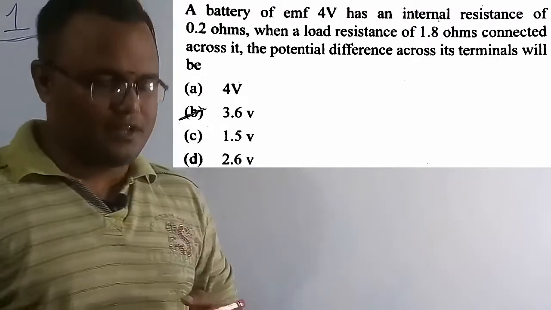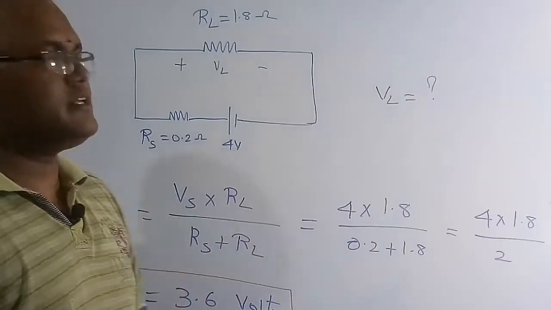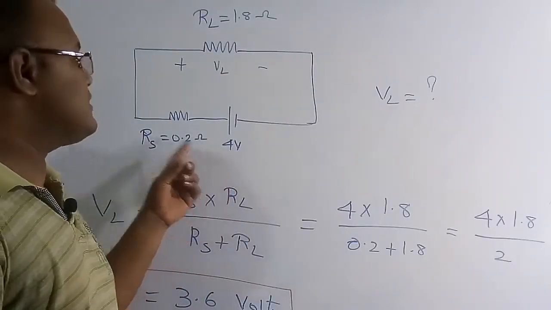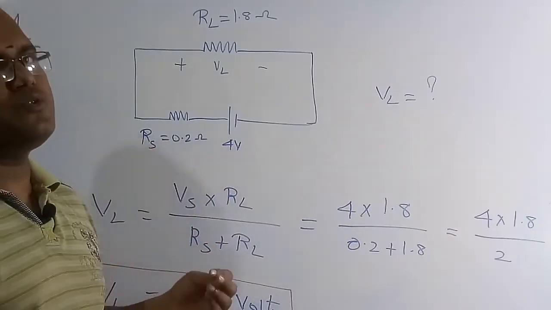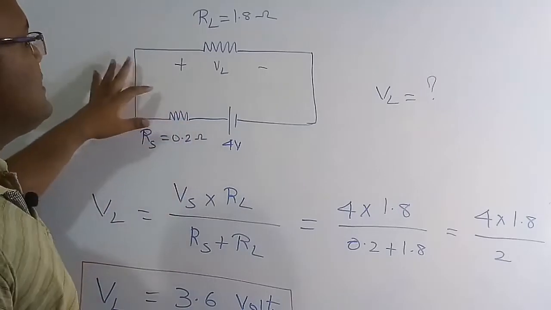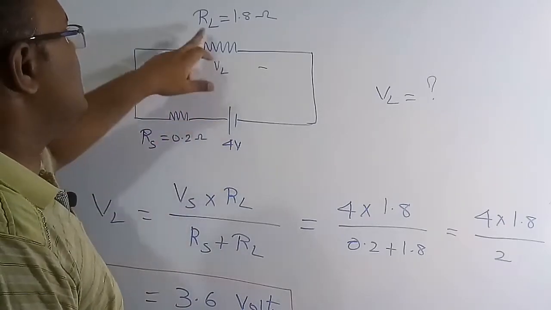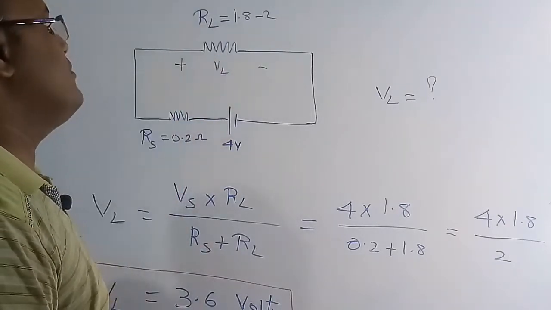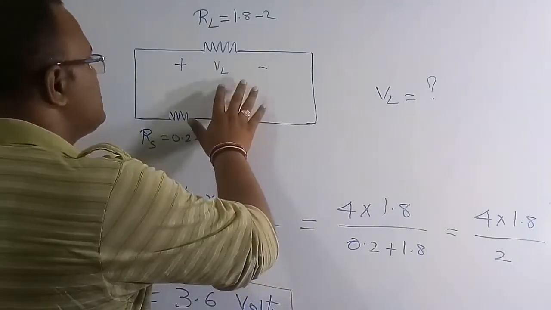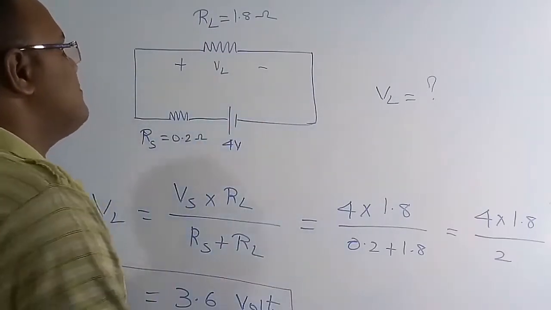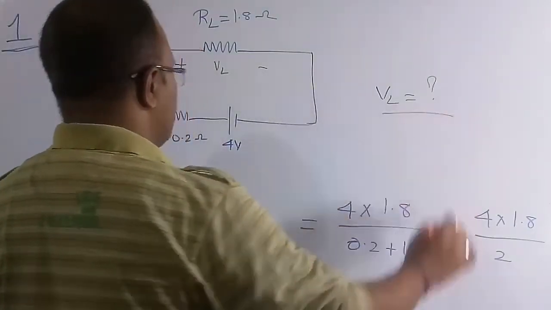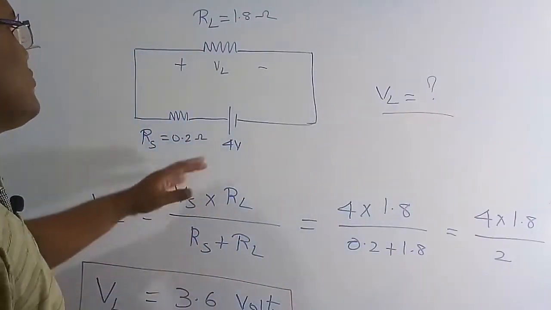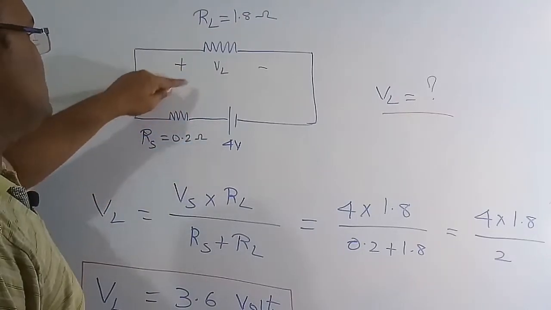So let's solve this numerical. In this question, they are given a battery of voltage 4 volt and an internal resistance of 0.2 ohm, or simply we can call it the source resistance. They are going to connect a load across this battery, which is the load resistance of 1.8 ohm. We have to find the voltage across the terminals of the battery, or simply the load voltage. This is what we need to figure out in this question. These two are basically in series.